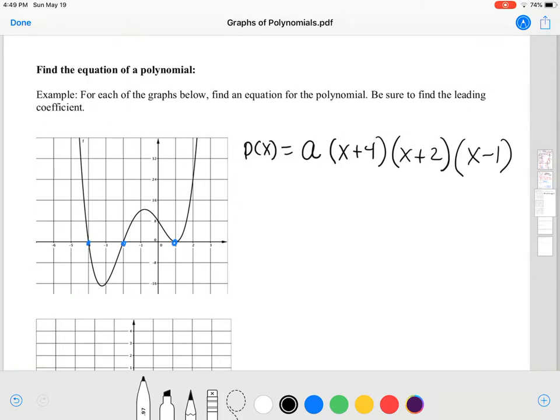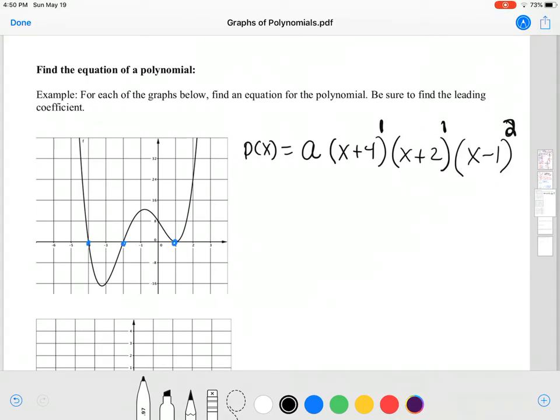Okay, and then one other thing that we're going to do is find the multiplicities for each of these x-intercepts. At -4, it crosses straight through the graph. So that would be a multiplicity of 1. At -2, it also slices straight through the graph. So that would also be a degree of 1, or a multiplicity of 1. But if you look at the x-intercept at 1, it does a touch and turn. That means 1 should be a multiplicity of 2. It should have 2 factors. So I'm going to put 2 up here.